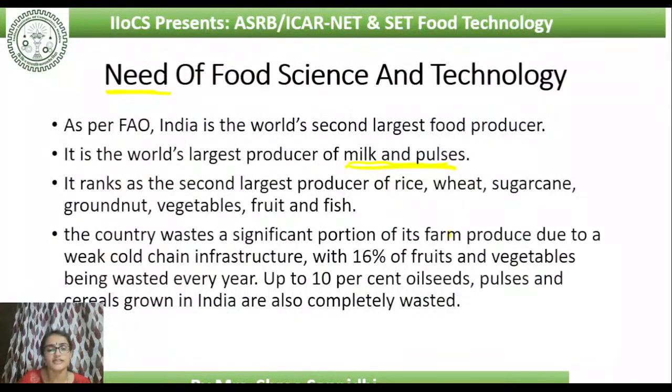We are facing so much loss, right? So we have to use our knowledge of food science and technology to avoid all these things.